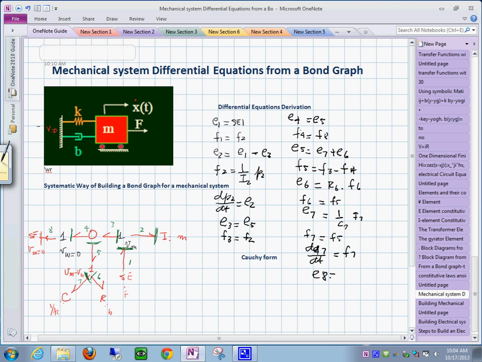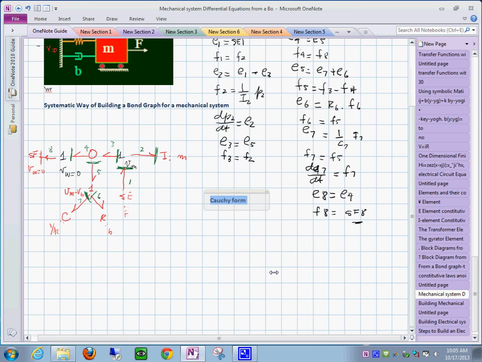E sub 8 is equal to what? E sub 8 is equal to E sub 4. And then F sub 8 is equal to what? SF8, which is 0. This thing is 0. And that's the end of this. These are the individual equations. That's what I'm asking you to do in your assignment, to do the individual equations.